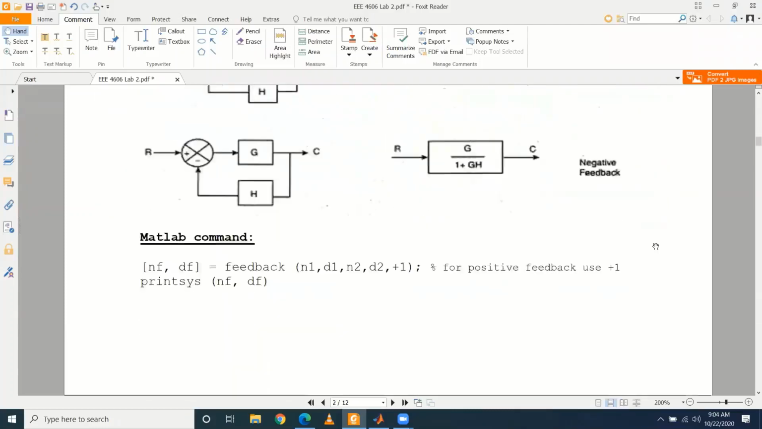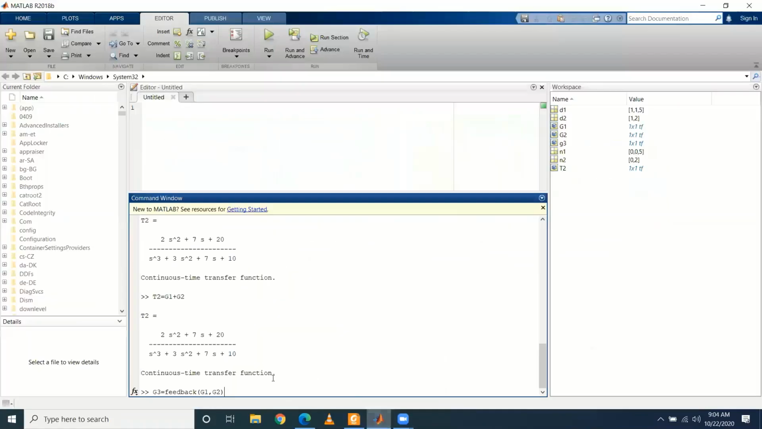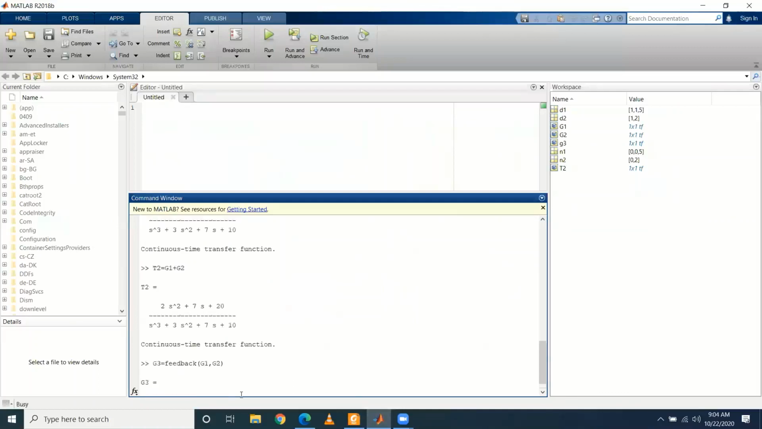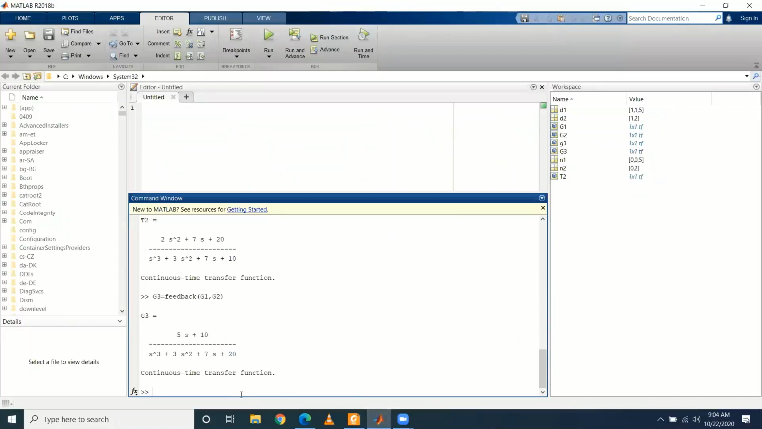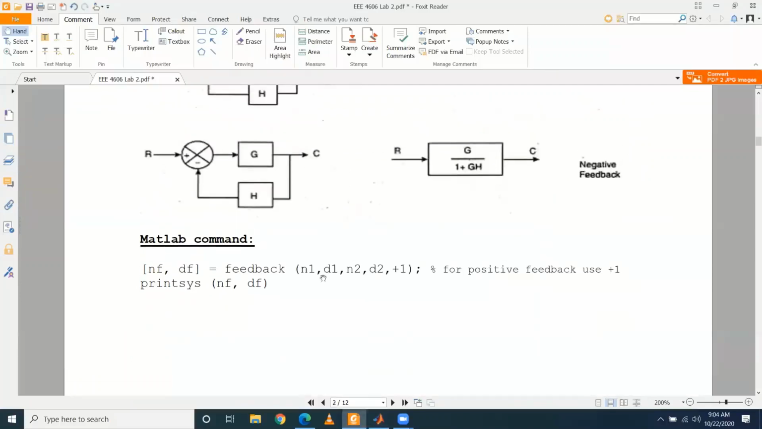So the default is negative feedback, and the MATLAB feedback command assumes the same. So feedback G1 comma G2 will assume negative feedback, and this is the transfer function. If you want to represent positive feedback, just give a +1 at the end. Now this will be positive feedback, and this is the transfer function that you'll get. The code is written in the same manner here, only now you'll get the numerator and the denominator of the overall transfer function, and then you can use TF, same thing.